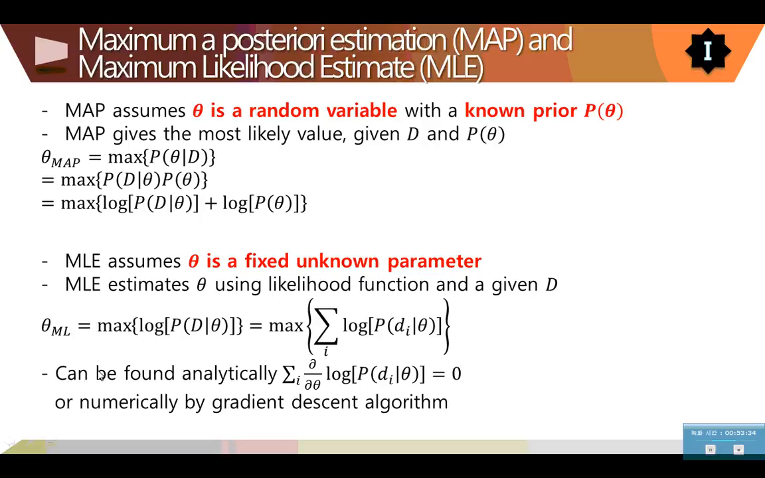How can we find it? We can find it in two ways in the maximum likelihood estimate. We can do it analytically, because we are trying to find the maximum, so we can take the derivative and equate it to 0. Or we can do it numerically, by some kind of algorithm that will try step by step to find the best value.